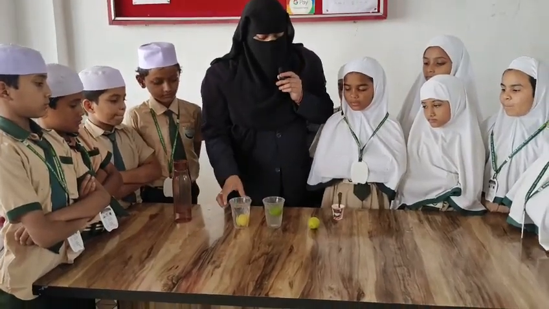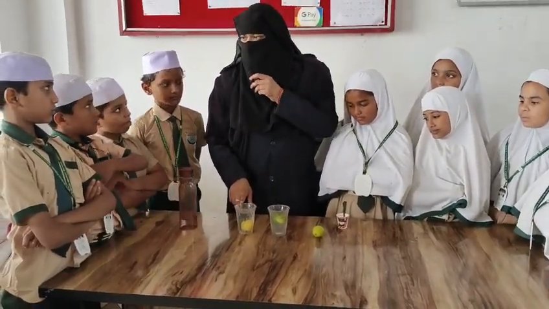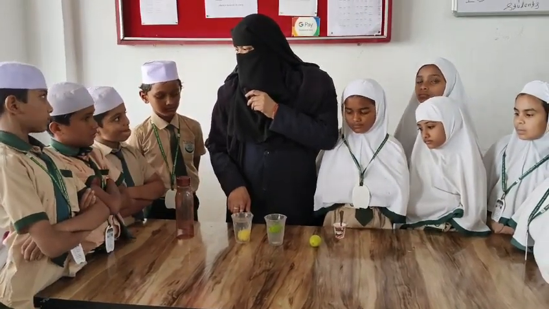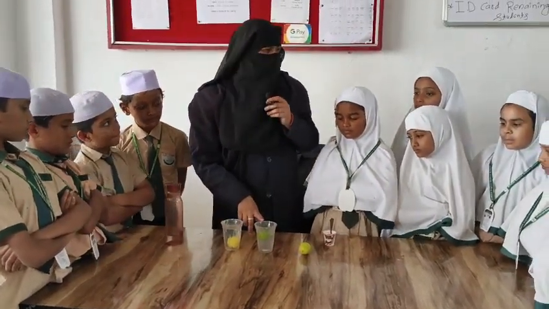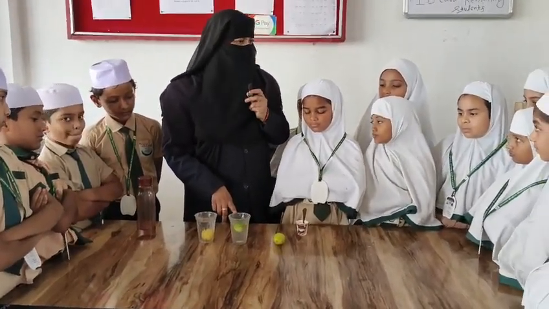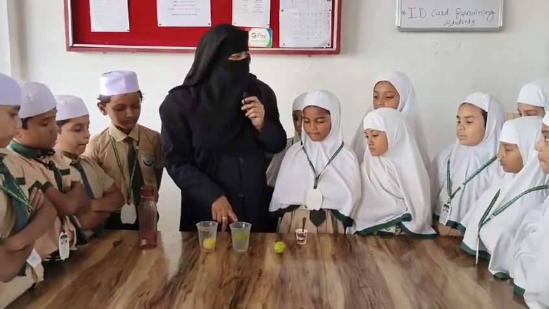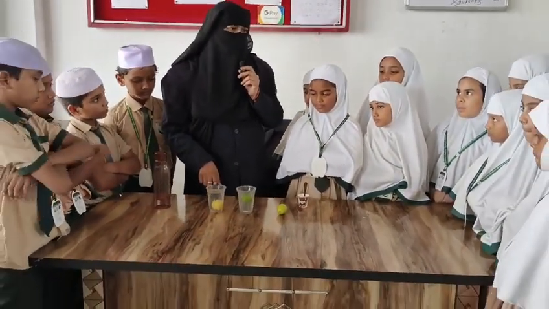Now why is it? In the first glass, it had only the tap water. So here the density of the lemon was more than the water. Now when we add the salt in the other glass, the density of water increases. And that is the reason why the lemon floats here and in this glass the lemon sinks.